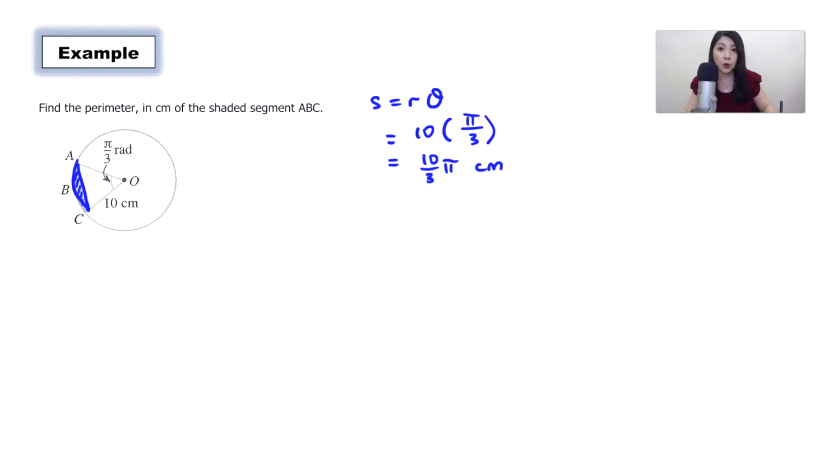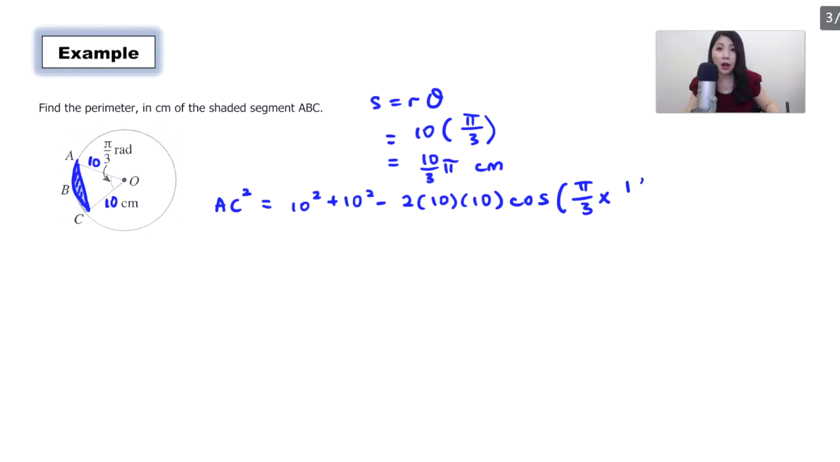Next, I'm going to find the chord. In order to find the chord, I'm going to use the cosine rule for triangles. AC squared, which is the chord, equals 10 squared plus 10 squared minus 2 times 10 times 10, and then times cos. Pi over 3 is in radians, but cos must be in degrees. So to convert from radians to degrees, we times by 180 over pi. We can cancel off the pi, so 180 over 3 is actually 60.